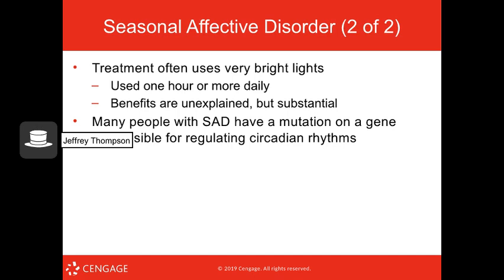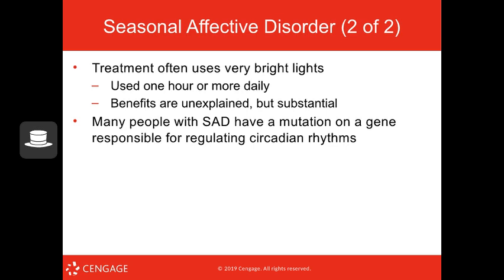So treatment for seasonal affective disorder often uses very bright lights used for 1 hour or more daily. You might have also seen personal lights that you can buy to help with seasonal affective disorder. Benefits, we don't fully understand them, but they are substantial, so they are worth looking into. It could just be because it's signaling the brain that, oh, I guess it's summer, not winter, because I'm looking at this bright light all of a sudden, right?